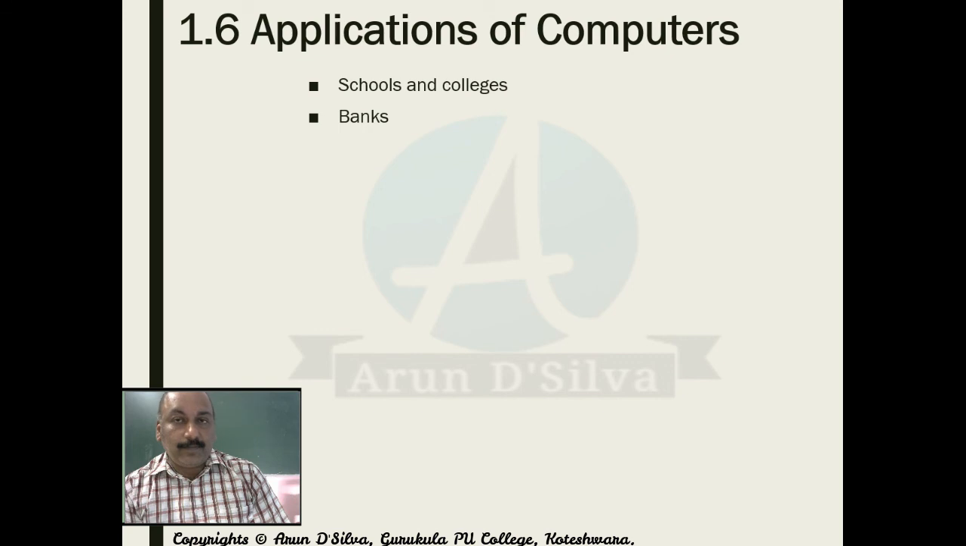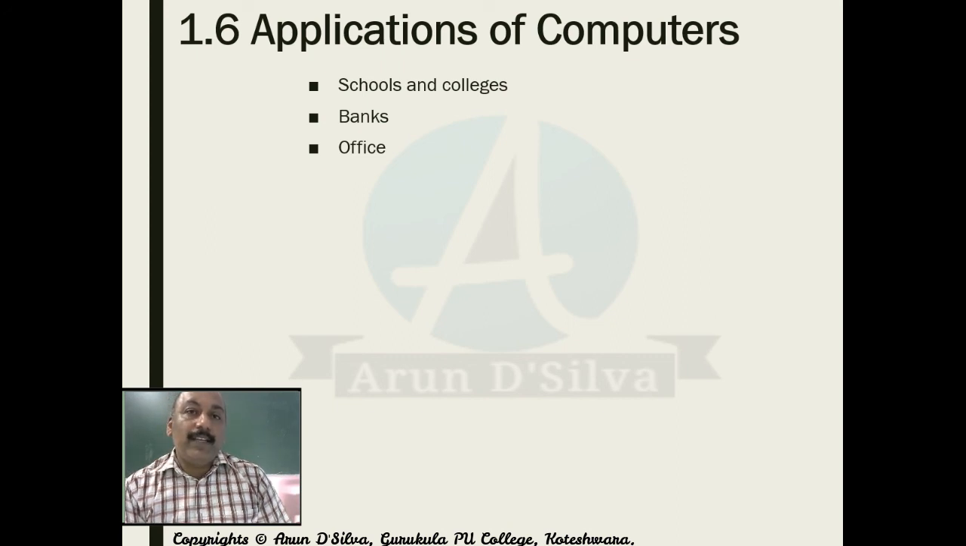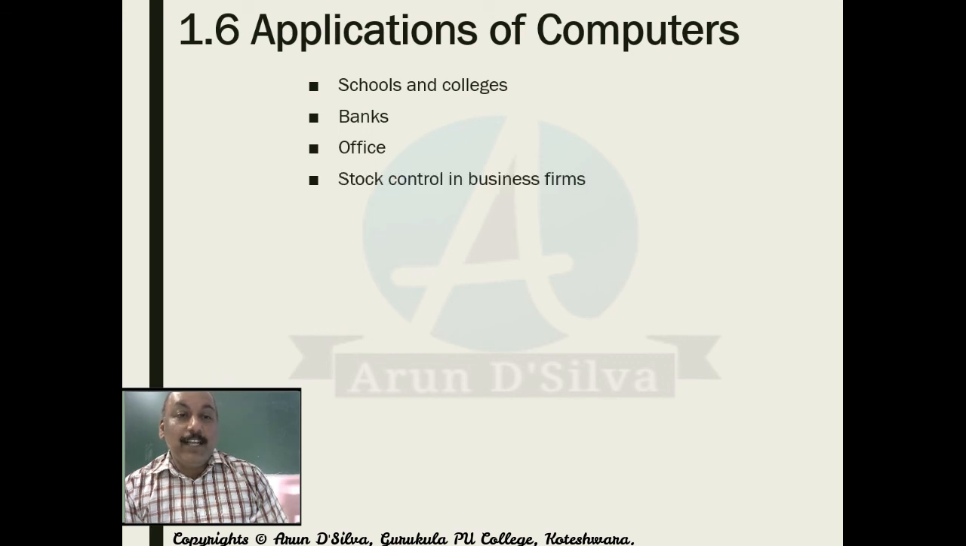Banks. Core banking, you have heard. One bank is linked with another bank. How is it possible? Computers. Office. Work has to be executed faster. Because today, if you are doing paperwork and it takes 3-4 days, none of them have the patience to wait for a long period. So offices installed computers. Stock control in business firms. Today, their trading and everything they do on the computer. Stock exchange also they do.